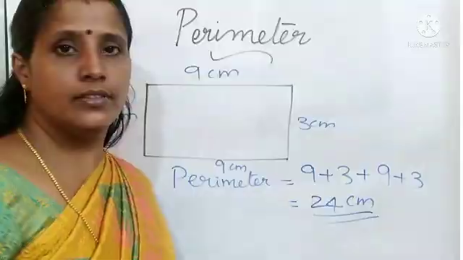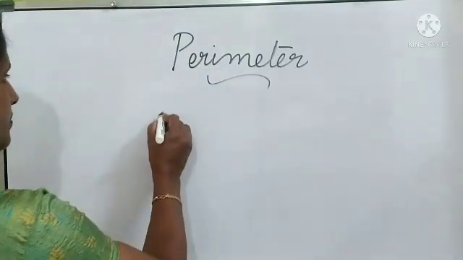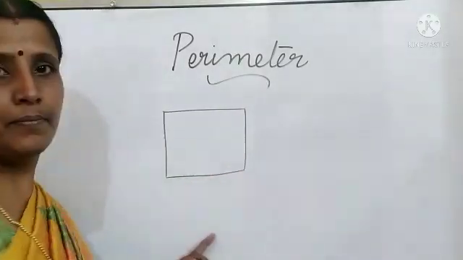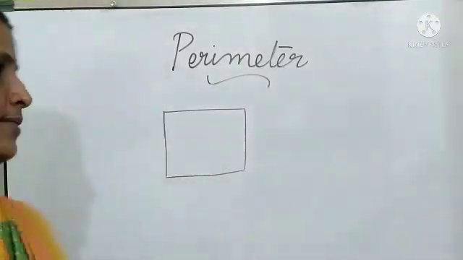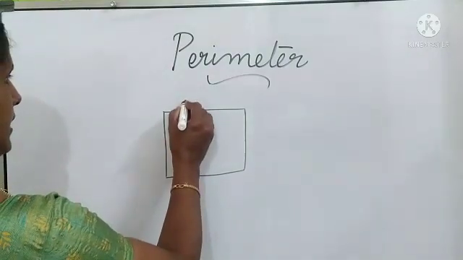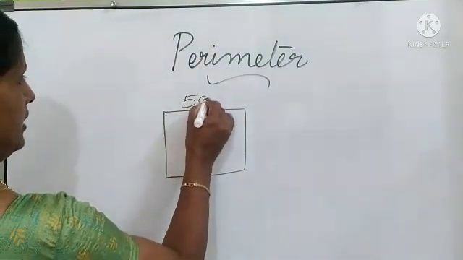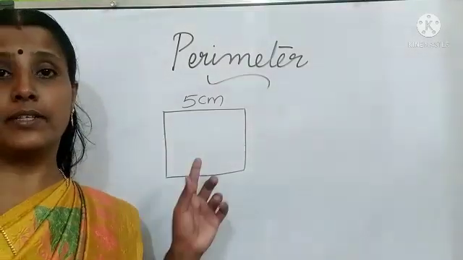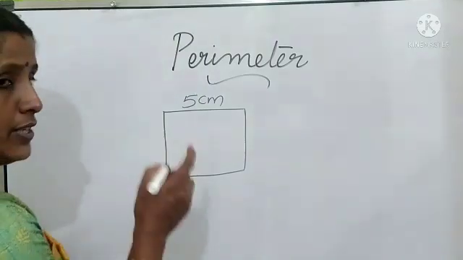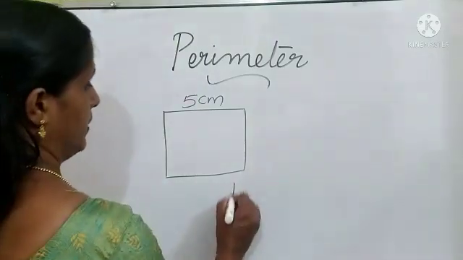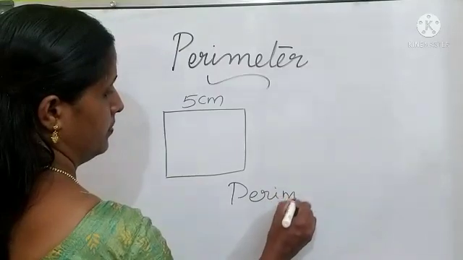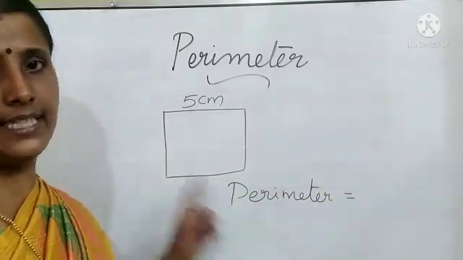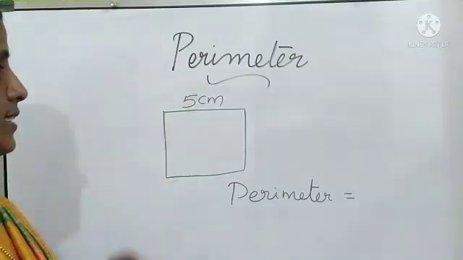Do all of you understand? Again, one more example. Here I can draw which shape? Yes, a square. Here only one side is mentioned, that is 5 centimeter. So we need to find out the perimeter of the given figure. How can we find it? Perimeter is equal to adding each side. Here only one side is given.